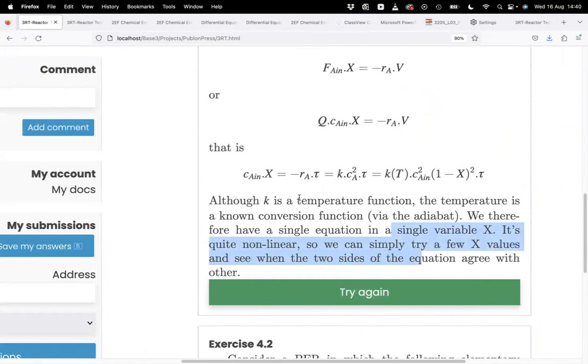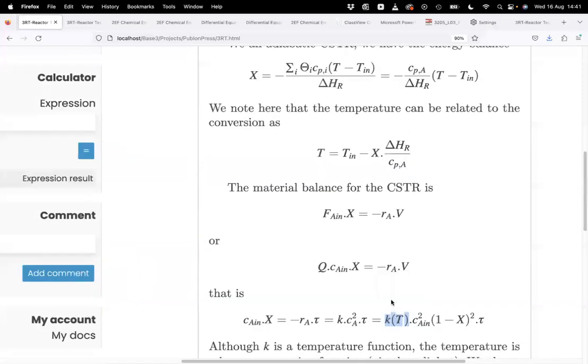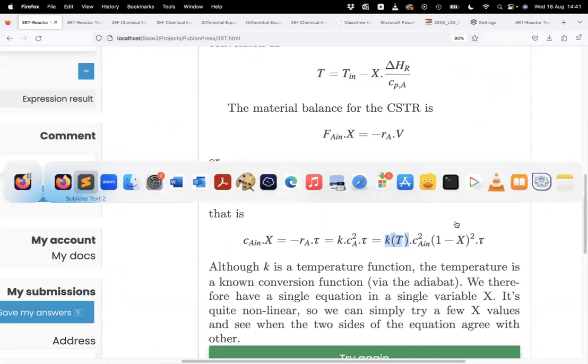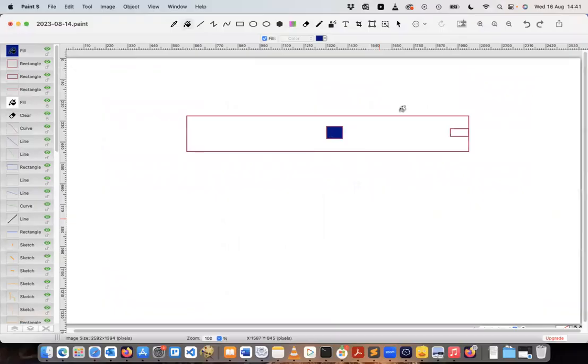I was saying that it's very non-linear. This side of the equation is linear, but on this side, number one, you've got the squared, which is not so bad, but here you've got that inverse exponential dependence, and you have to substitute this equation in here. So this is quite non-linear. So I was suggesting that you just go ahead and plot a few points.